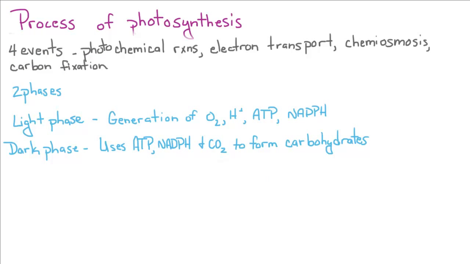So the actual process of photosynthesis has 4 different events that happen in 2 phases. You've got your photochemical reactions, electron transport, chemiosmosis, and carbon fixation. And the 2 phases, you've got the light phase, where oxygen is generated, also hydrogen ions to form the chemiosmosis, ATP and NADPH. And then during the dark phase, which is light independent, this is going to use ATP, NADPH, and carbon dioxide to form carbohydrates.